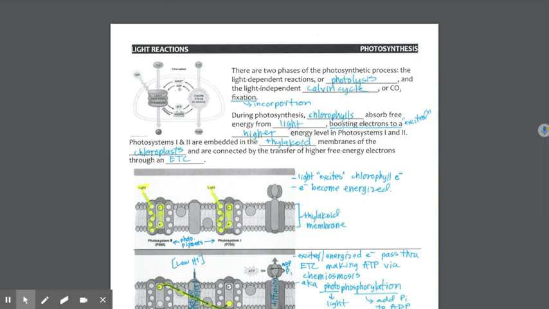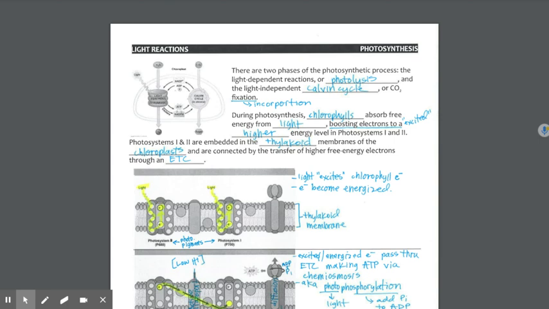So there's two phases of photosynthesis: the light dependent reactions, which is often called photolysis, and then the light independent Calvin cycle, or it's also known as carbon fixation. When we talk about carbon being fixed, what we really mean is we're incorporating it into a molecule of glucose. So it's often called, just think of it as incorporation.